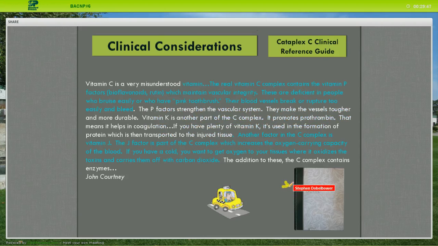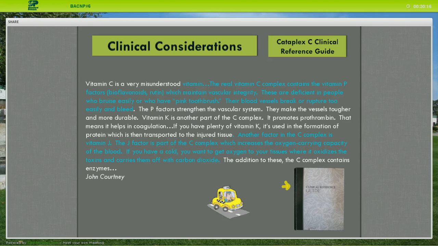Now, if we go further into the clinical reference guide and we look at what it has to say about vitamin C, particularly the vitamin C complex, it goes on to say basically, the real vitamin C complex contains the vitamin P factors, which are the bioflavonoids and rutin, which maintain vascular integrity. These are deficient in people who bruise easily or have pink toothbrush. Their blood vessels break or rupture too easily and bleed.